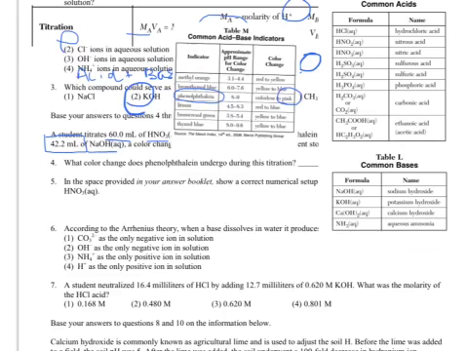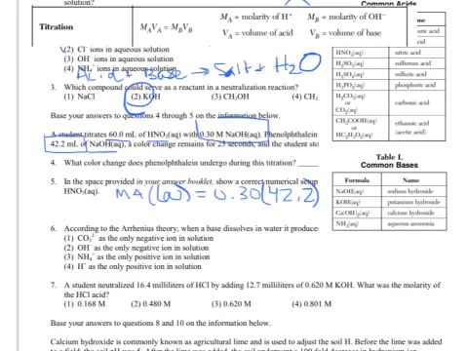The next question asks you to show the correct numerical setup for the titration. Again, we'll use our reference table, this time table T. Notice the question asks for the correct numerical setup. Therefore, there is no need to solve.